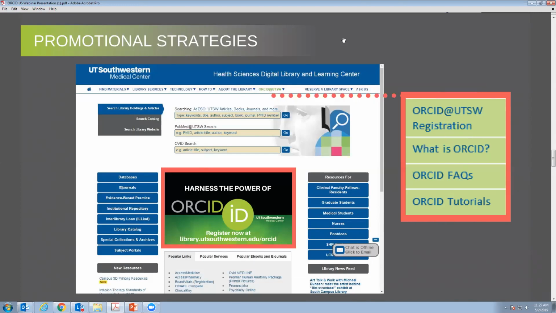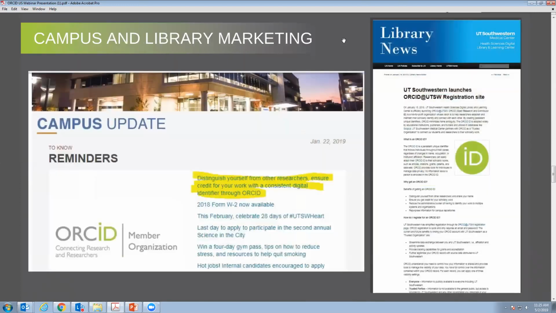So that was our initial promotion strategy. We did that for about 2 or 3 weeks. We also included a library news article, which goes to about 800 registered people, mostly people that have registered for ILLiad, our interlibrary loan system. And then we also had a campus update, where we recycled that content into an email sent to all university employees.